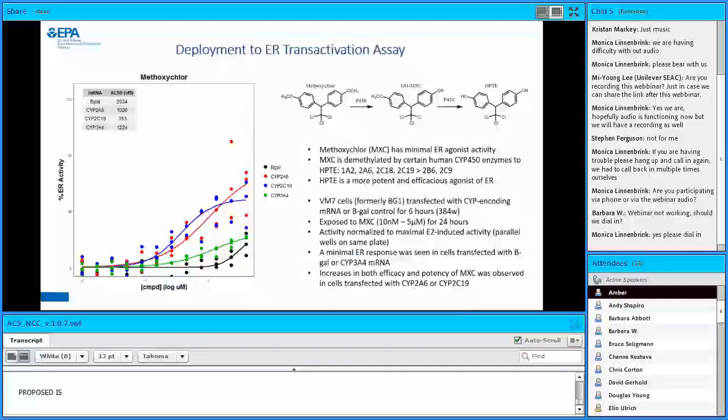So we've already begun adapting this to a second cell line. They're called VM7 cells. They used to be called BG1 cells. But this is a cell model that's been used to study estrogen receptor transactivation. Basically the VM7s are an MCF7 variant, so this is a breast cancer cell line, so it bears nothing in resemblance to the 293T cells that you've seen up to this point.